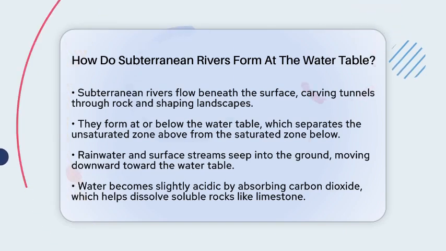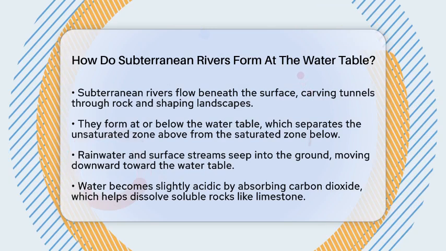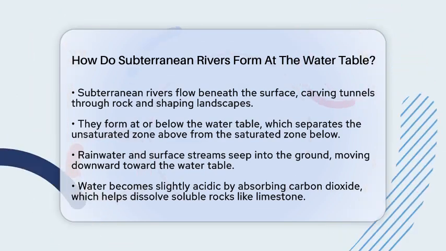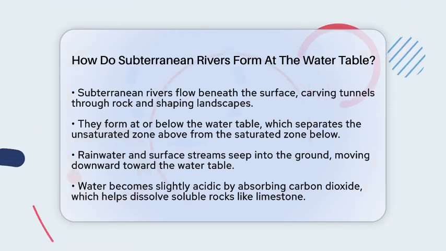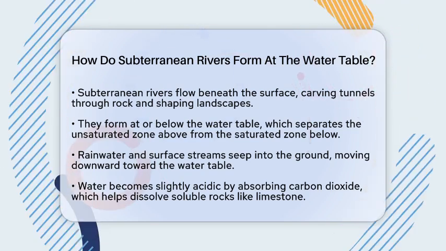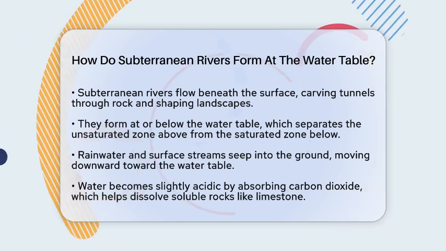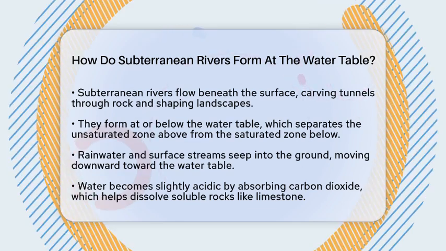They form in underground spaces at or below the water table, which is the boundary between the unsaturated zone above and the saturated zone below. The saturated zone is where all the soil pores are filled with water, and the water table marks the top of this zone. The process begins when rainwater or surface streams seep into the ground.